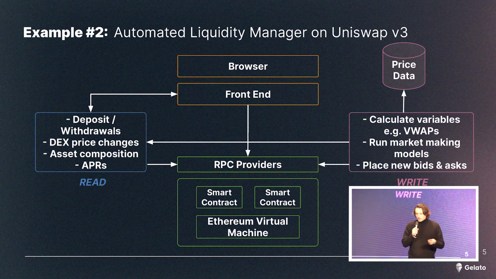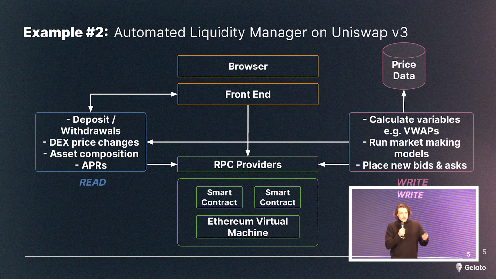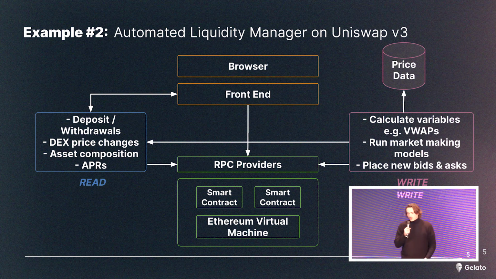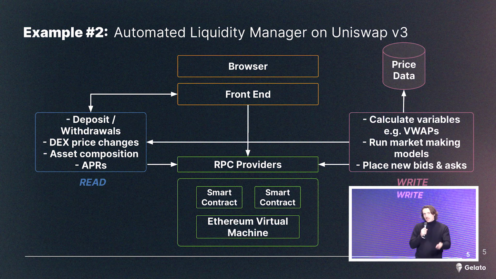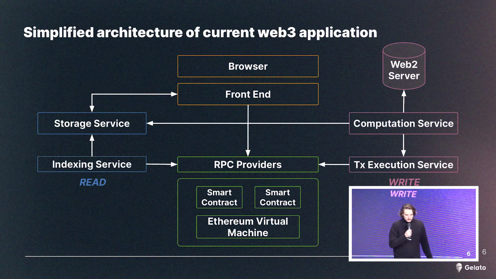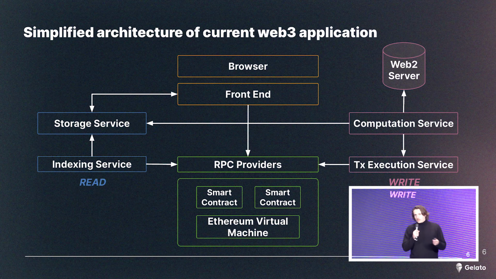And then on the right side, I want to read that data, the deposits, the withdrawals, the asset compositions of particular pools, and calculate certain variables with that, right? Maybe a volume weighted average price, and then use that data to run market making models. These might be AI models, these might be just regular models. And then based on the outcome of these models, I want to place new bids and asks on Uniswap v3, for example, right? Which are again transactions that you want to send. And if you abstract it away, this is basically how it looks.